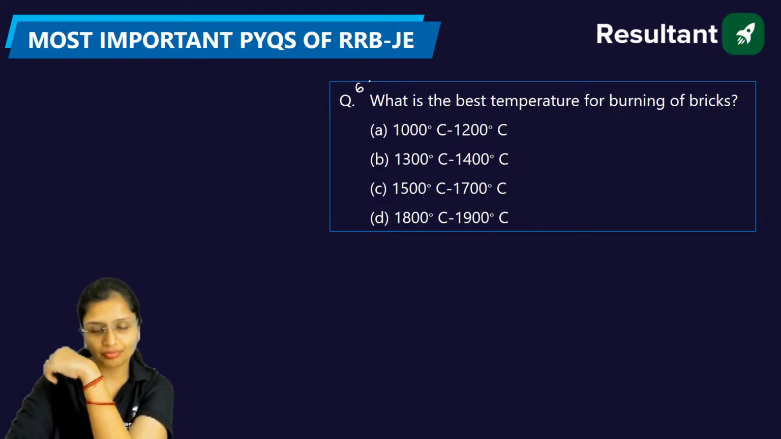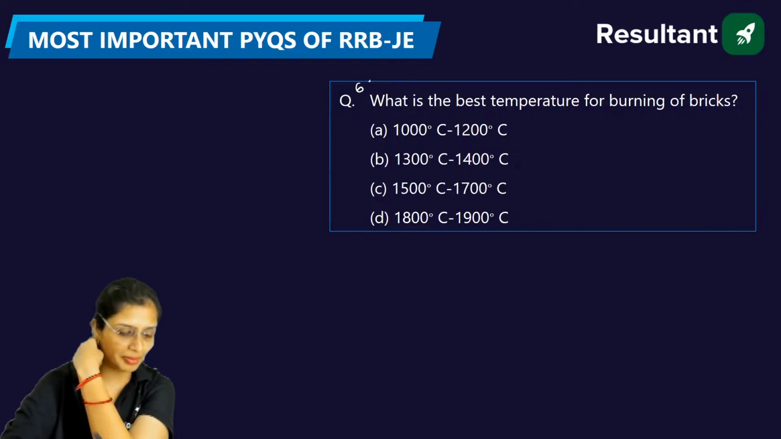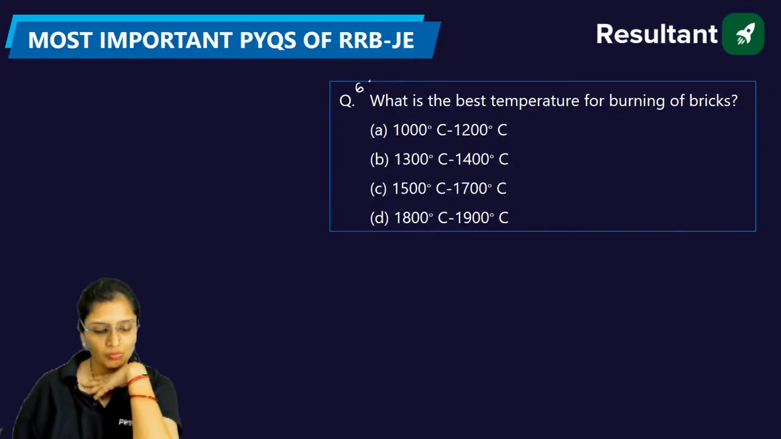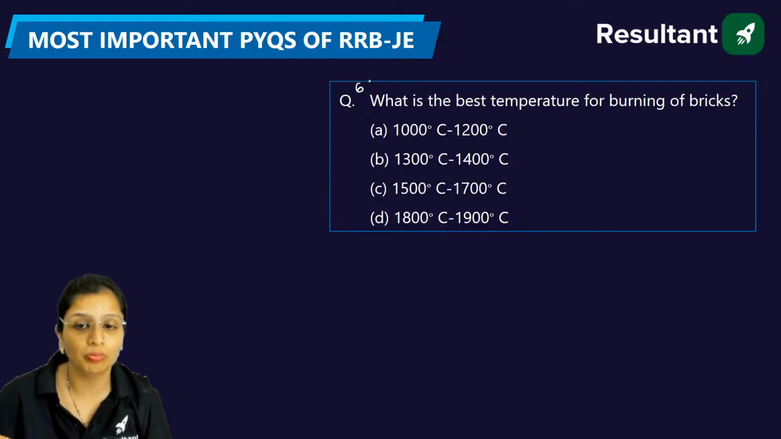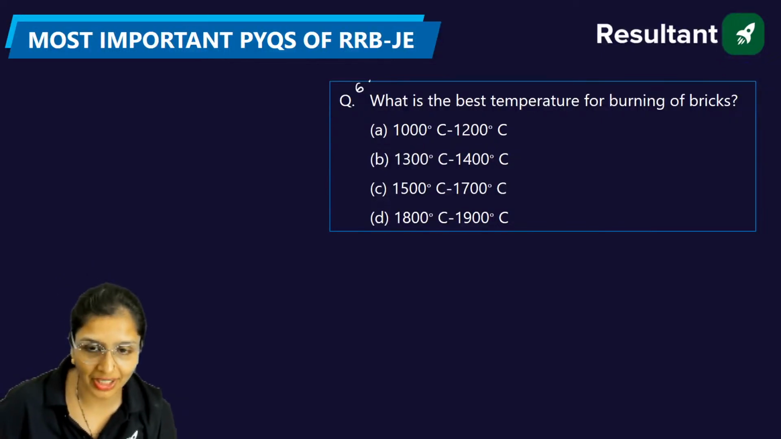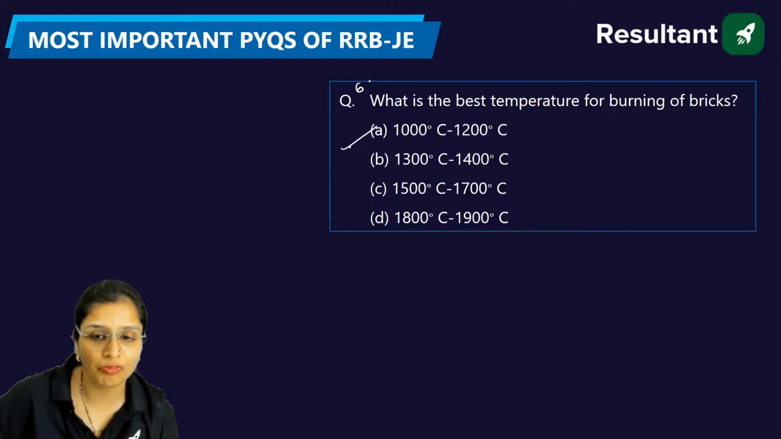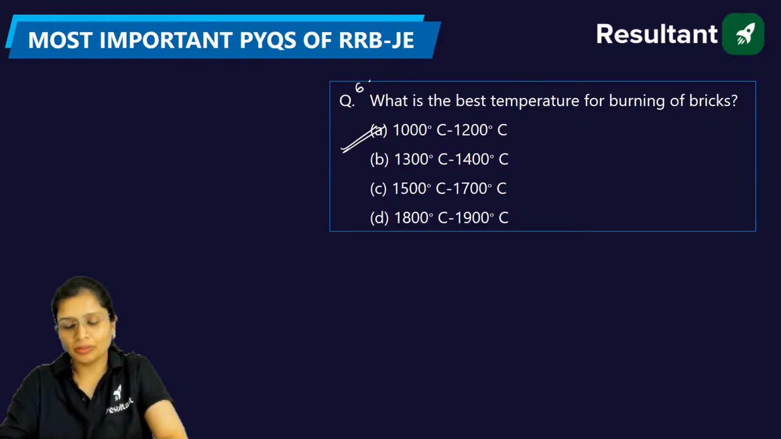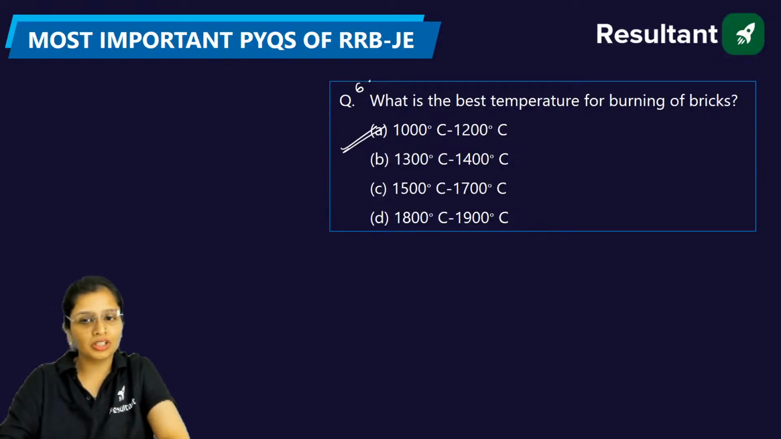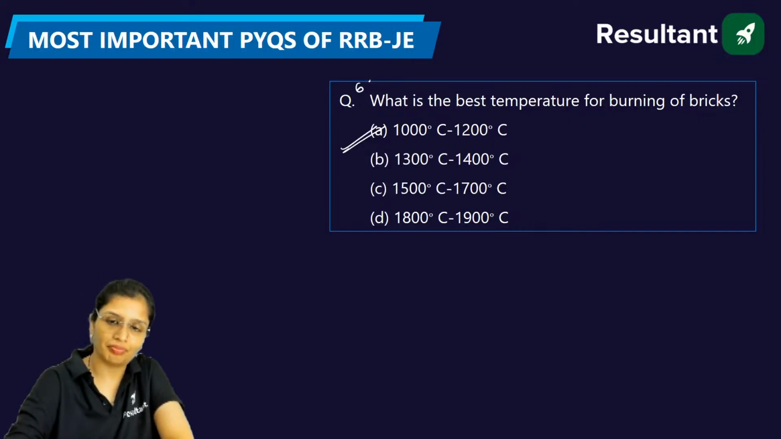Yeah, solve it. Best temperature for burning of bricks. What is the ideal temperature? These are your PYQs which have already been asked, guys, and these are the important ones. That's why I picked them. Very good, Vishnu. The best temperature for burning of bricks is 1000 to 1200 degrees Celsius. You can burn it at other temperatures also, but it is asking for the best temperature. So A is the correct option.